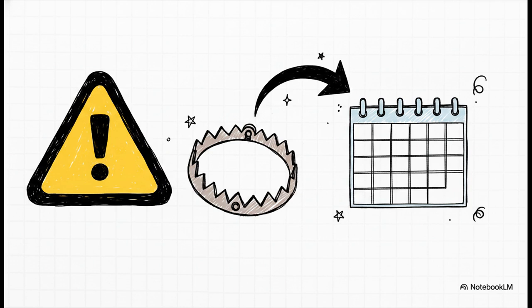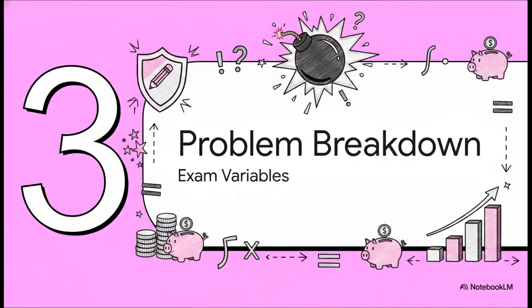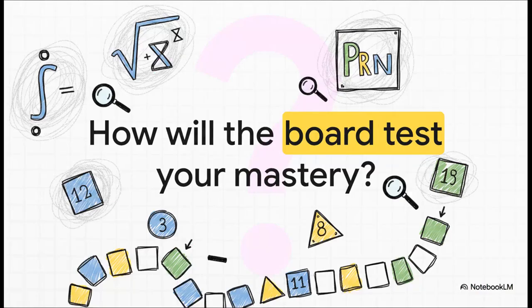1.5 years becomes 18 months. Do not fall into the year trap. Section 3, the problem breakdown, analyzing the exam variables. Now that you have the formulas in your vault, let's step onto the battlefield. Think about it. You have 3 formulas. What are the specific ways the board is actually going to attempt to test your mastery of them?